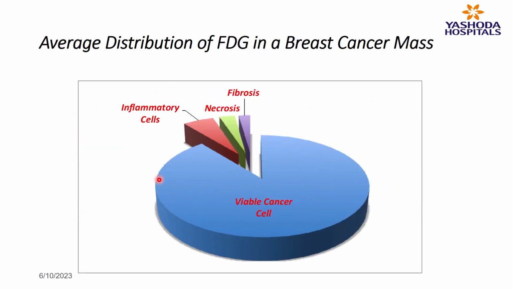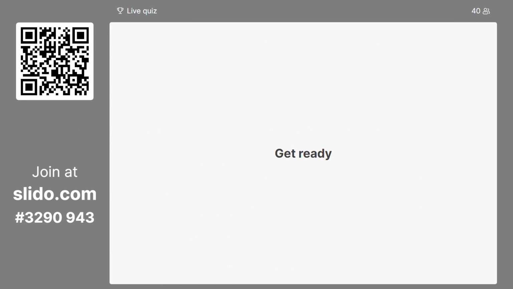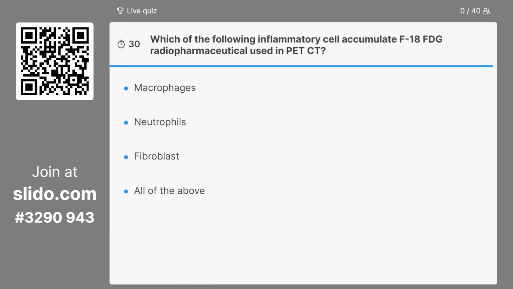This is just a representation. When you see a viable cancer cell, the amount of FDG taken up by a cancer mass, the viable cell concentration, will be 90% or more. But if you remove these cancer cells, the next cells which will concentrate the maximum FDG will be the inflammatory cells or the fibroblasts. So these cells need to be considered when you are imaging with FDG. So, next question.